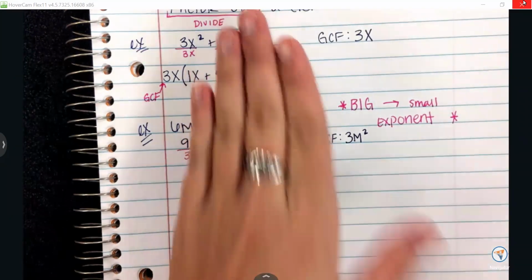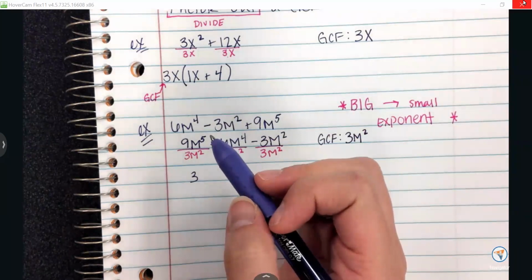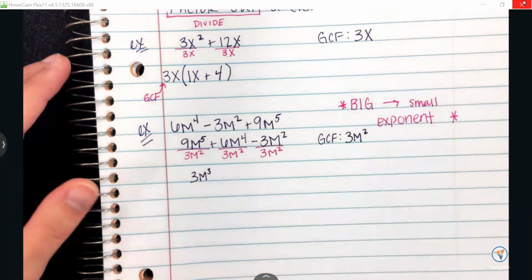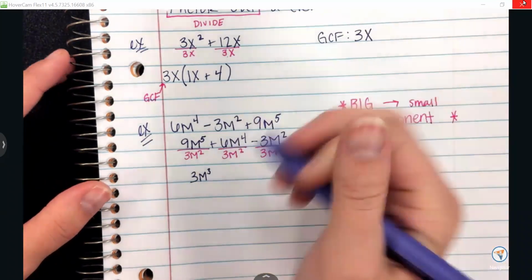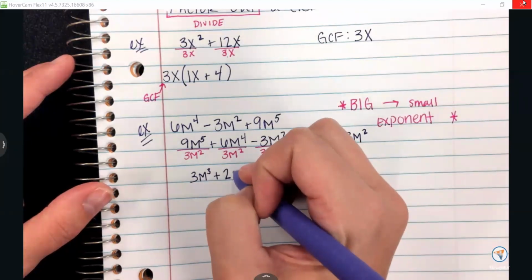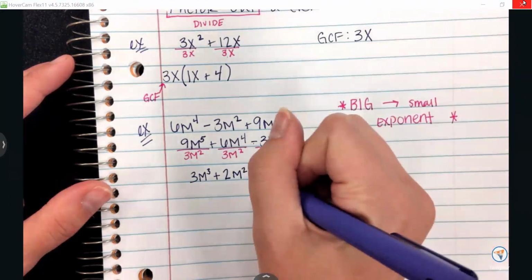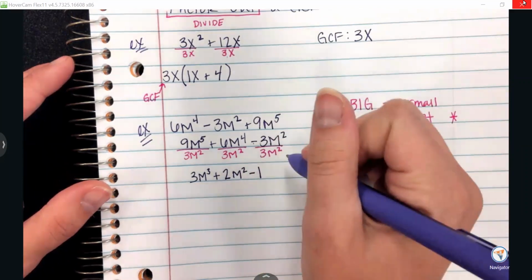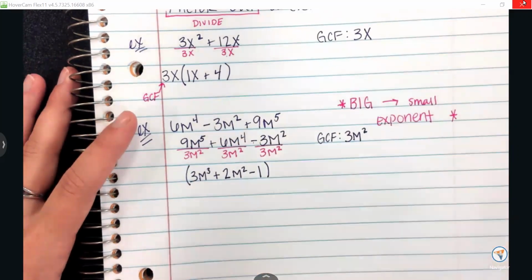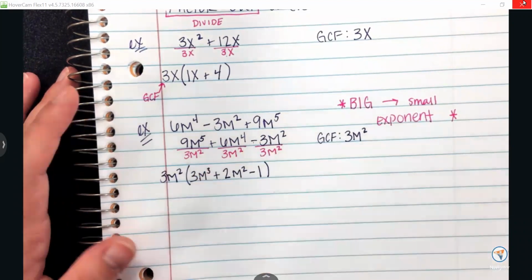So start with numbers. What's 9 divided by 3? 3. If I have 5 m's and I take 2 out, how many are left? So m cubed. What is positive 6 divided by 3? Positive 2. How many m's will be left? Squared. What is negative 3 divided by 3? Negative 1. Will I have any m's left? No. That goes in parentheses. And what goes in the very front? 3m squared, my GCF. Okay.